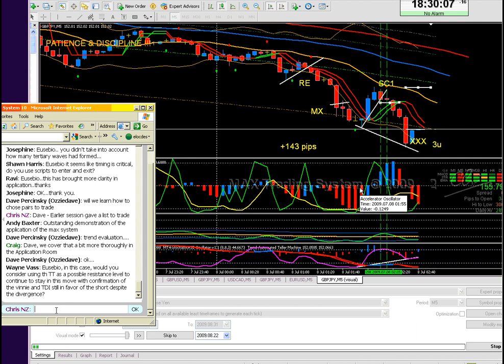Wayne, in this case, would you consider using a TT as a possible resistance level to continue to stay in this move with confirmation of the Vinini and TDI still in favor of the short despite the divergence? Yes, indeed. If we are soon enough, still early in the trend, and I see a divergence, even a divergence in the Vinini or in any indicator, I do not make a XXX. I make just a MX. We never know what may happen with a divergence. At the beginning of a trend, I just make an MX.